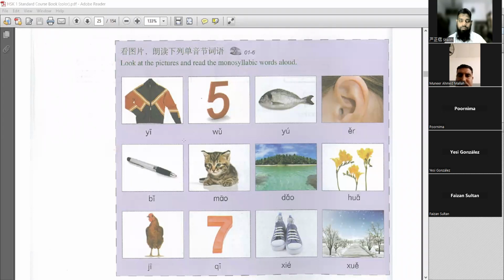Once again. 看图片，朗读下列单音节词语。 Look at the pictures and read the monosyllabic words aloud. So you look at the pictures and read the monosyllabic words.